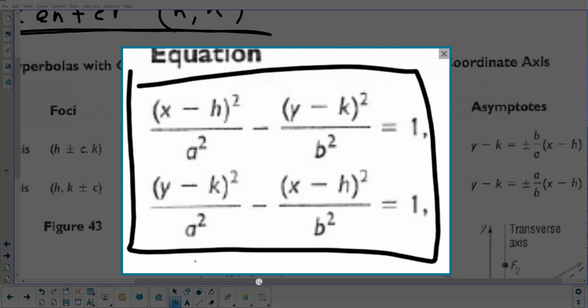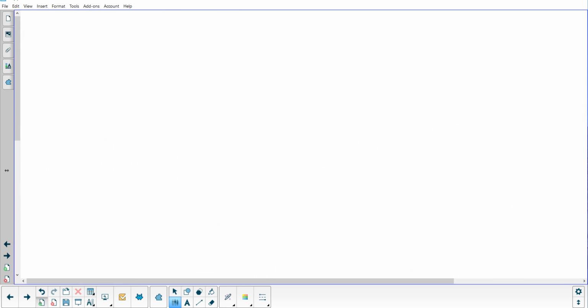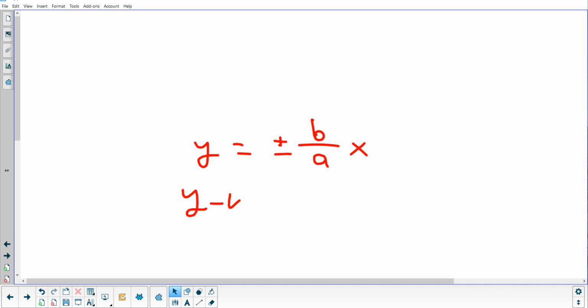And it's exactly the same thing for the asymptotes. This was the equation of your asymptote for horizontal: y equals plus or minus b over a x. That's the old formula for your asymptotes. Replace x with x minus h. Replace y with y minus k. That's the new equation for your asymptote.